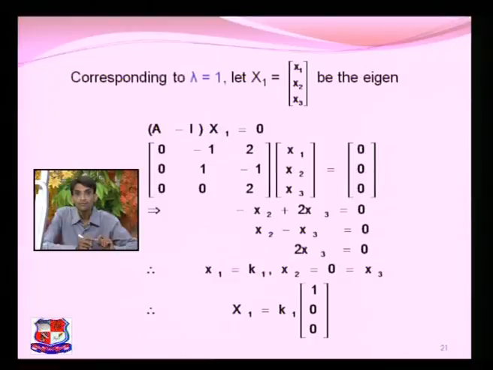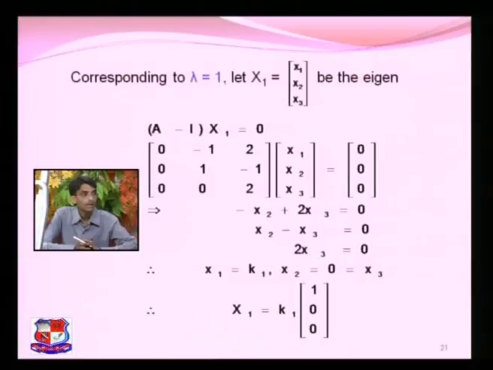So by simplifying we will get the matrix 0, -1, 2; 0, 1, -1; 0, 0, 2, that is (A - I) into x1, x2, x3 equal to the column vector 0, 0, 0, right? By solving the matrix equation, we will get -x2 + 2x3 = 0, x2 - x3 = 0, and 2x3 = 0.